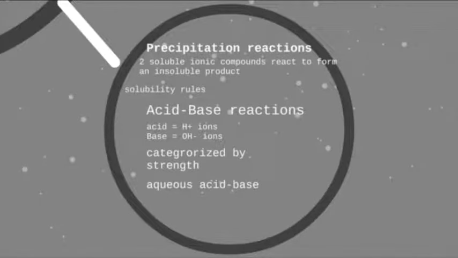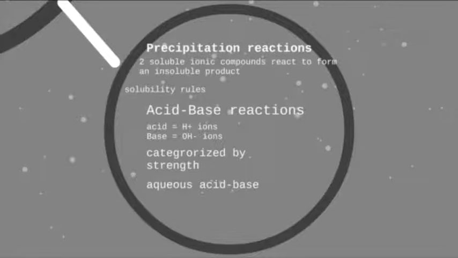Precipitation reactions occur when 2 soluble ionic compounds react to form an insoluble product, or precipitate. The precipitate forms because the electrostatic attraction between 2 ions outweighs the tendency of the ions to remain solvated and move throughout the solution. When the solutions are mixed, the ions collide and stay together to form the precipitate. The solubility rules can be used to predict whether a precipitate will form.